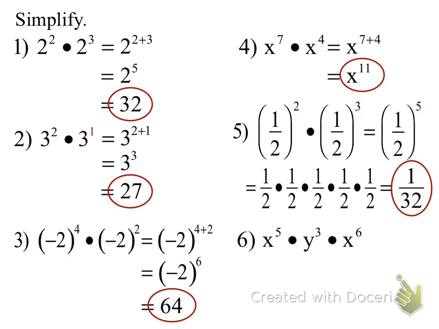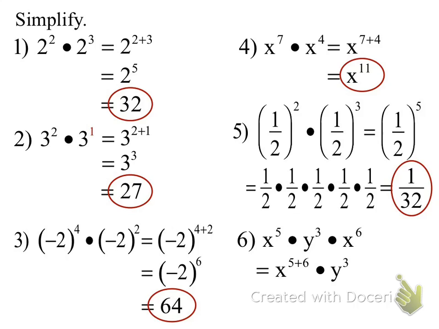Okay, the next one. What do you think we do for this one? Ryan, which two? X to the 5th and x to the 6th. Makes x to the 11, right, times y to the 3rd.